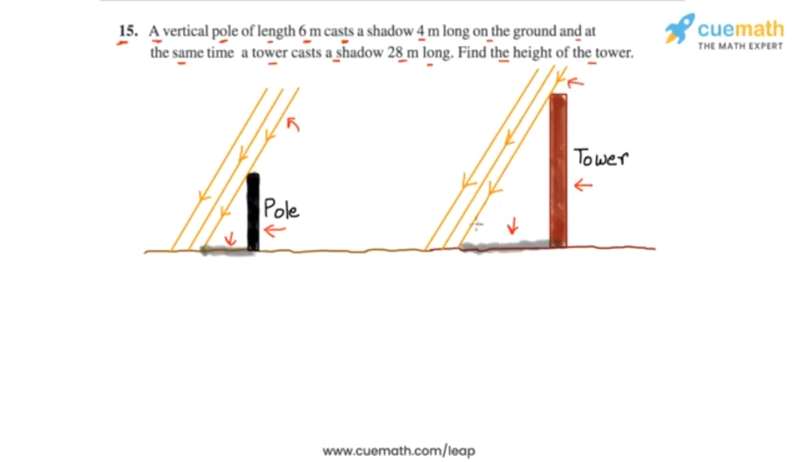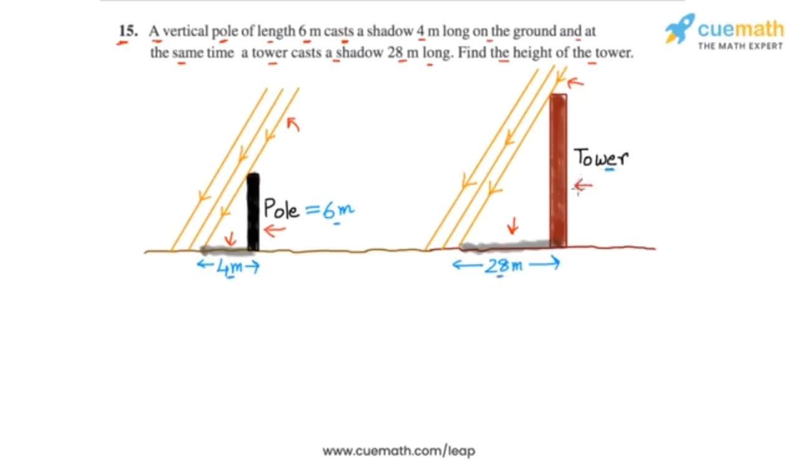What the problem statement is telling us is that the height of the pole is 6 meters, and the shadow cast by the pole is 4 meters long. So this here is 4 meters, this shadow. And at the same time this tower, whose height we don't know, is casting a shadow that is 28 meters long. So using these three numbers, 4 meters, 6 meters and 28 meters, we have to find the height of the tower.